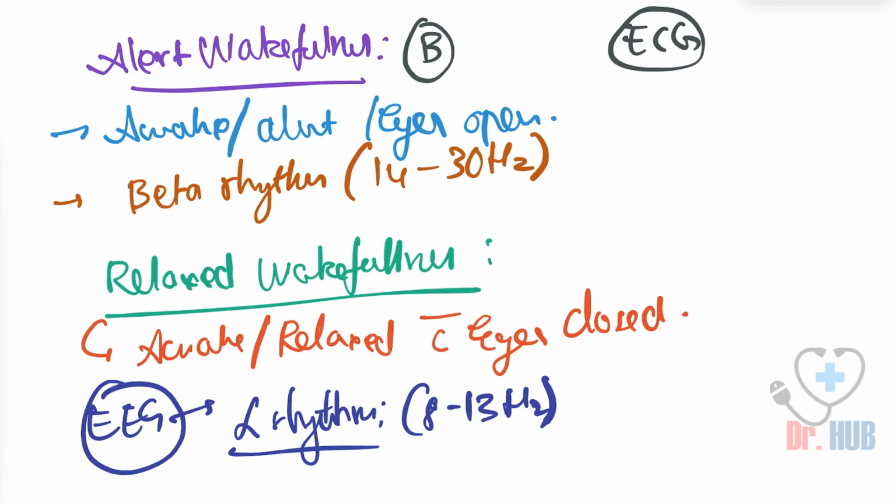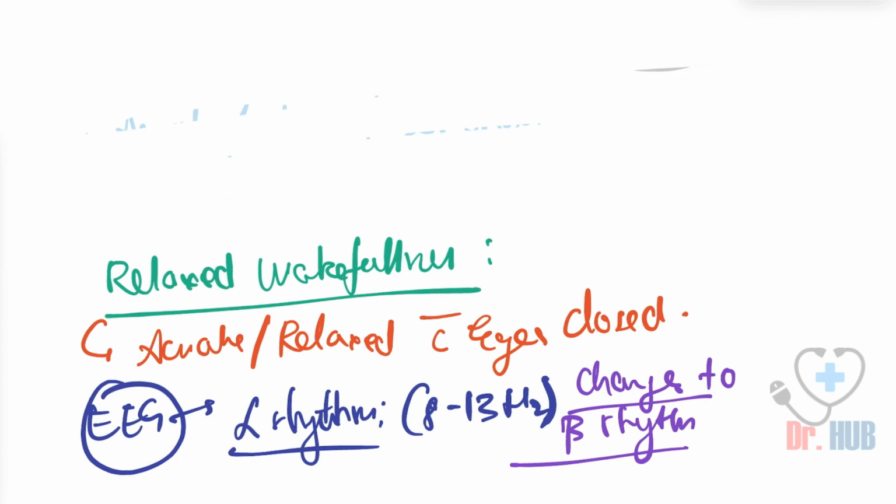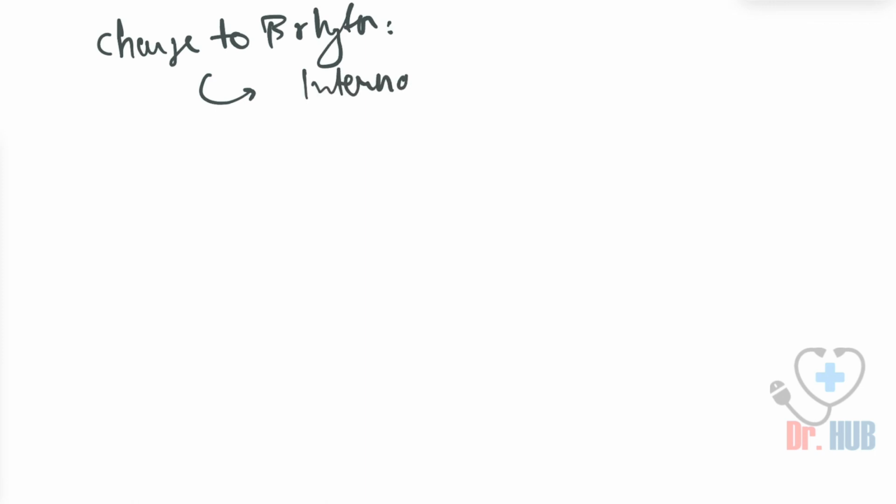And there is also a change. It changes to the beta rhythm. So when does this change occur? It changes to the beta rhythm in response to internal and external stimuli.